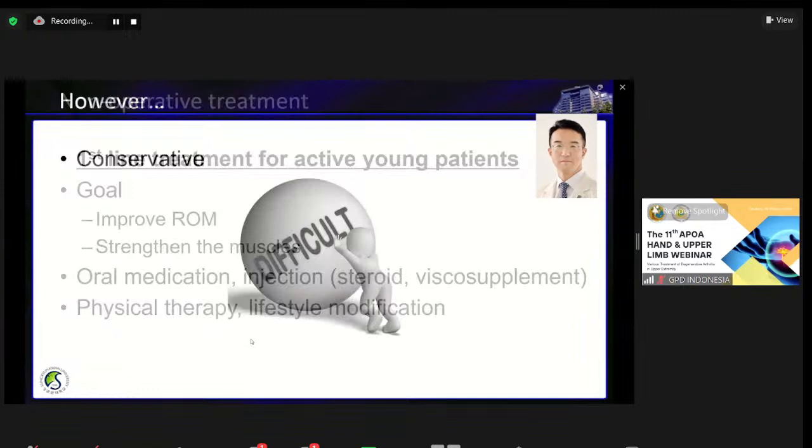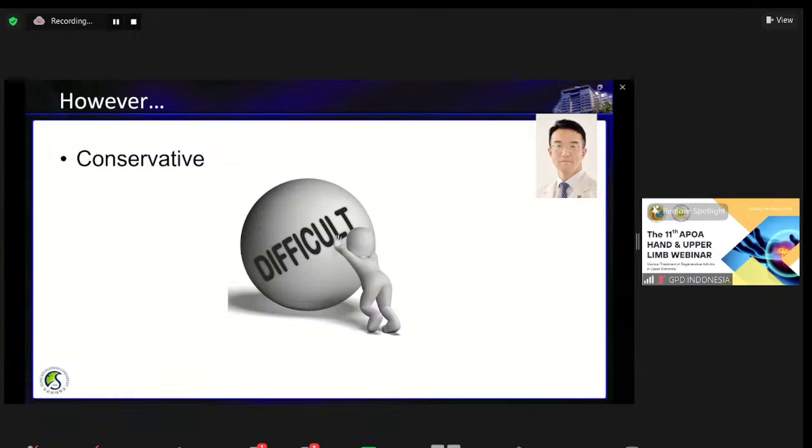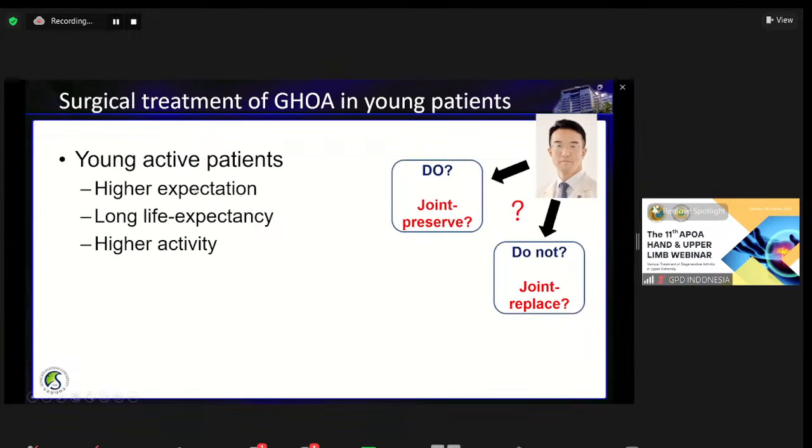However, these young patients are very active and they want to do a lot of things. It's very difficult to just do conservative treatment and not feel very good. They have higher expectations, long life expectancy, and higher activity. So we do something for their surgical treatment. There are two options, joint preserving and joint replacing.